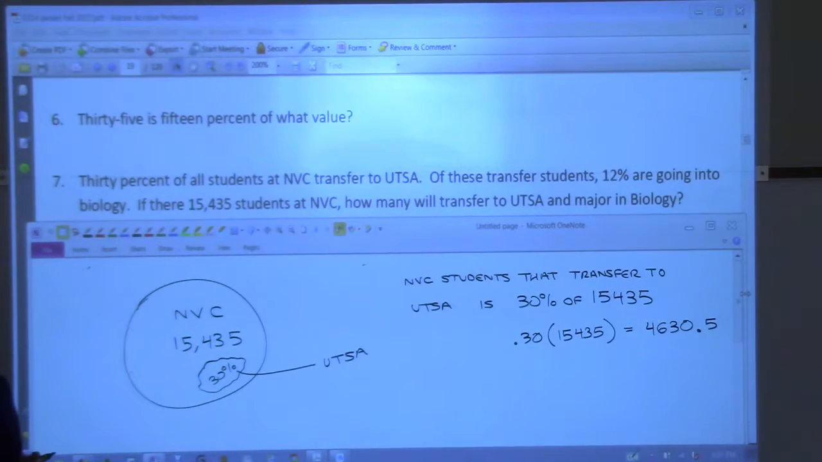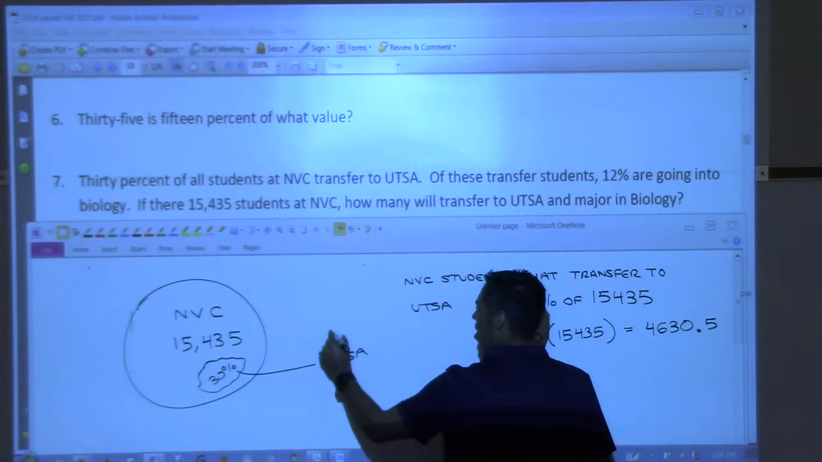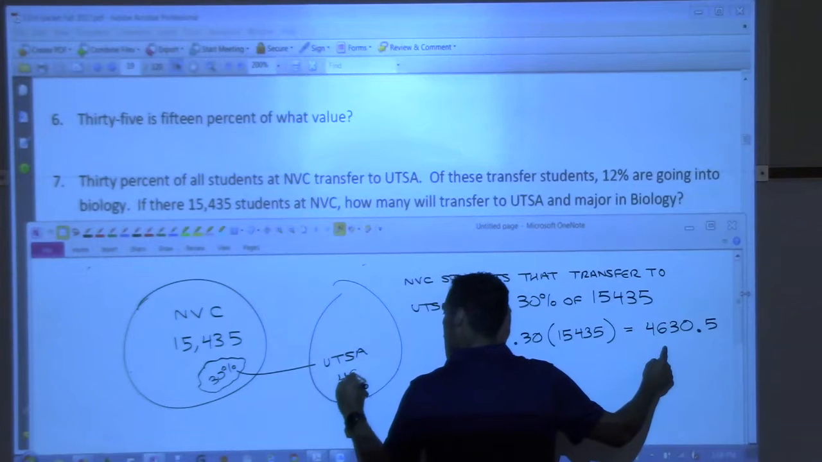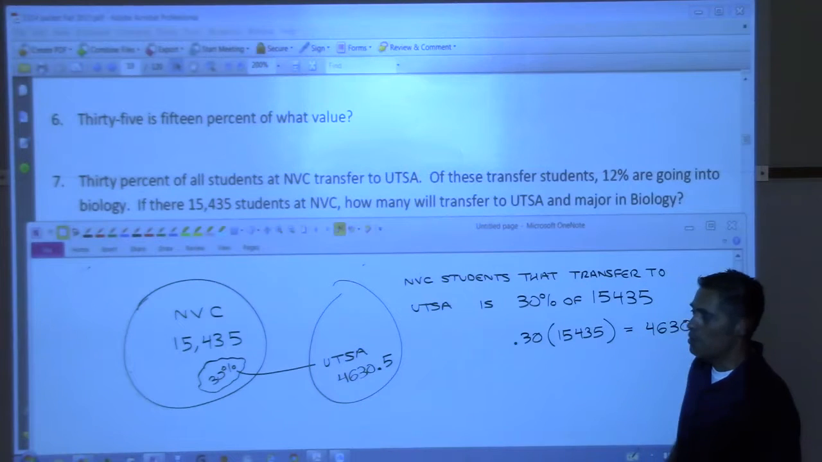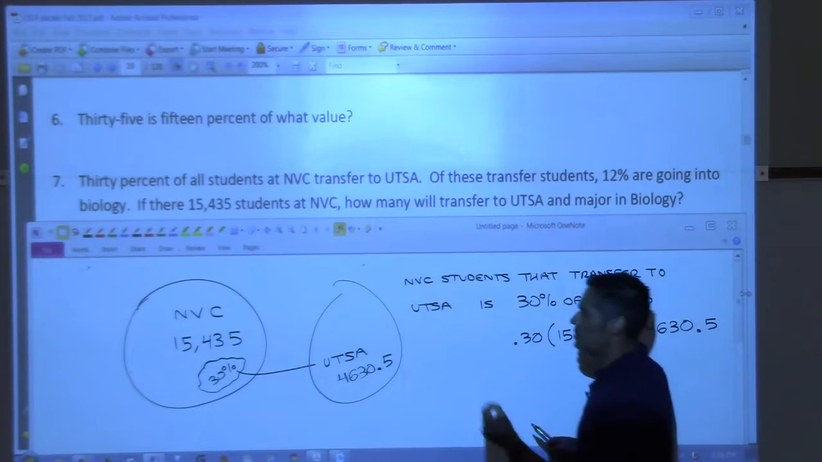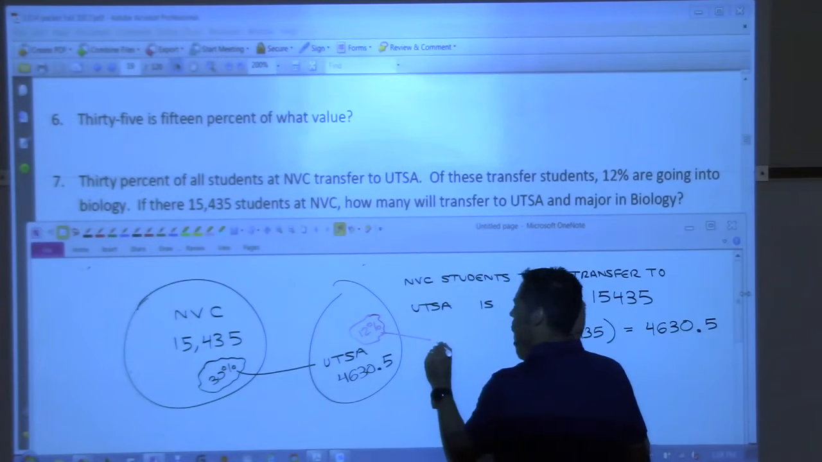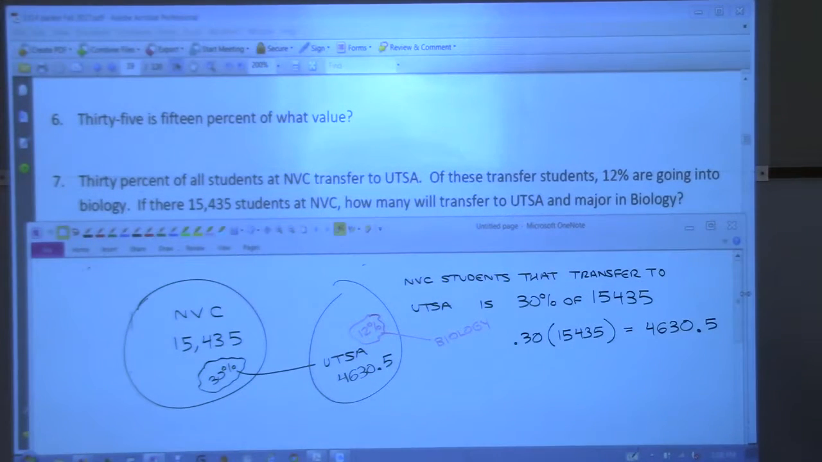That's not what we're being asked, though, right? Because of these transfer students, 12% are going on to biology at UTSA. So now you've got these people that have transferred out, these people that are now at UTSA that have come from here. How many are there? 4,630.5, right? And of that group, 12% are going to do biology. Right? So how do we get that number then?